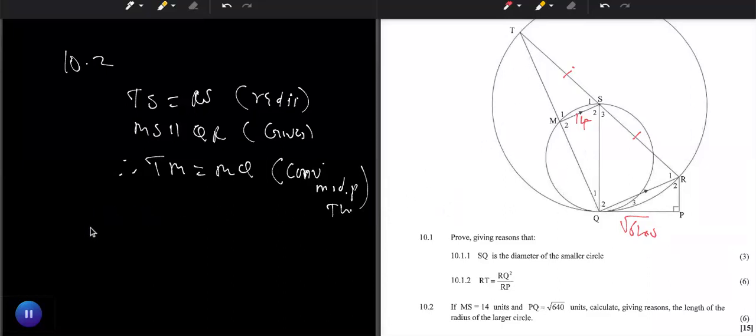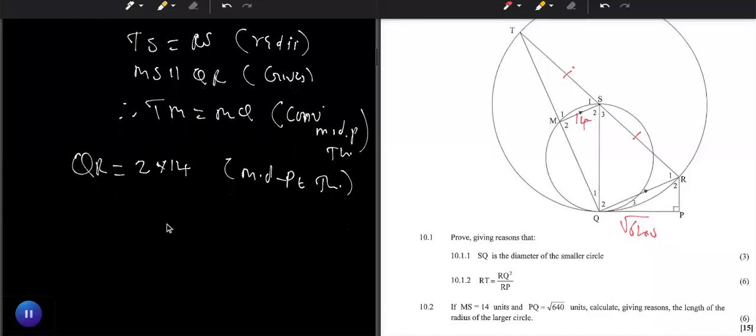What this means is that my QR is the same as 2 times 14. Or we can just multiply this by 2. What's the reason for that? This is the midpoint theorem. Once we have that, my QR is equal to 28, which means over here is giving me 28. Now I have this one.